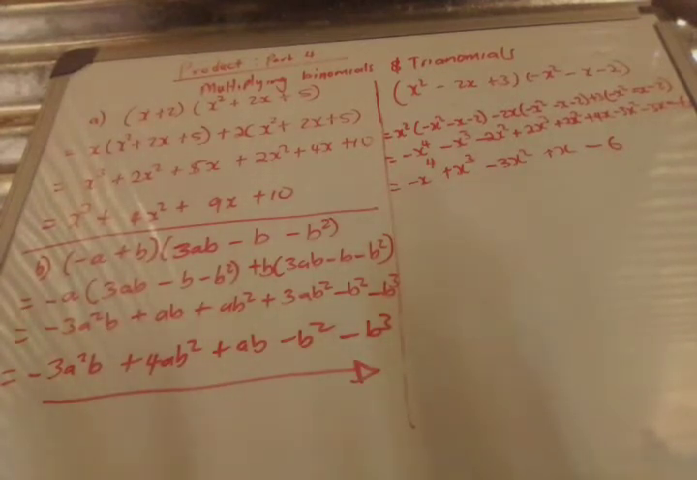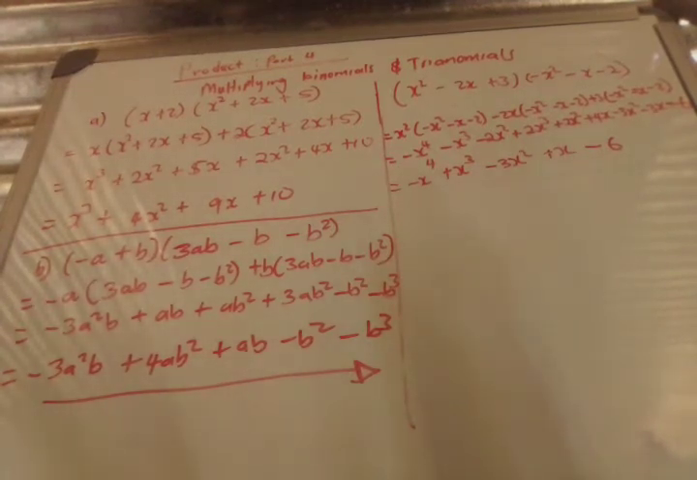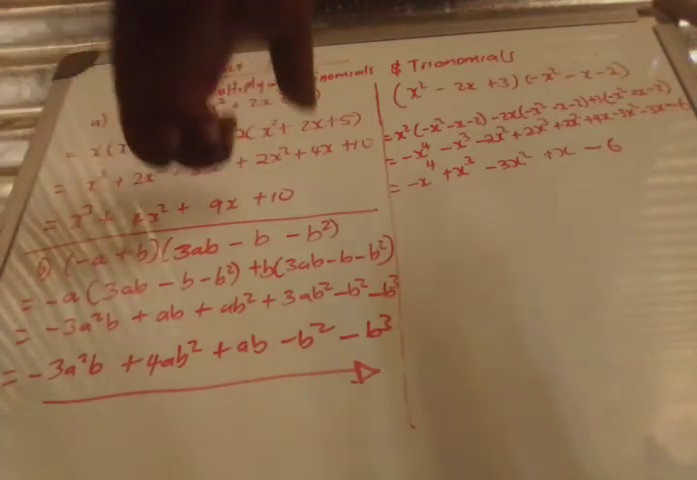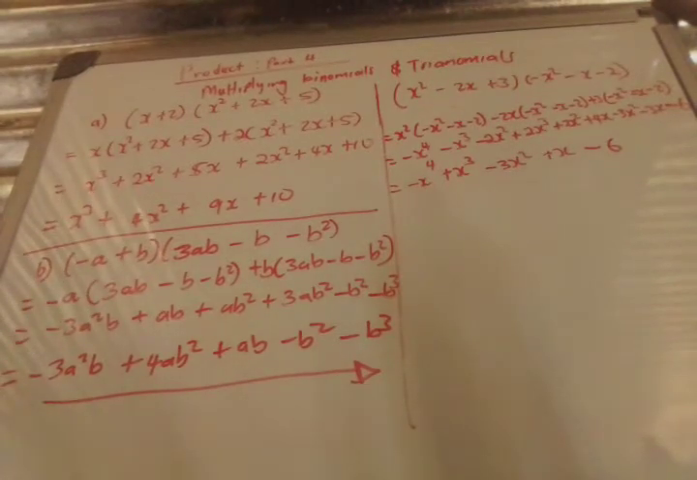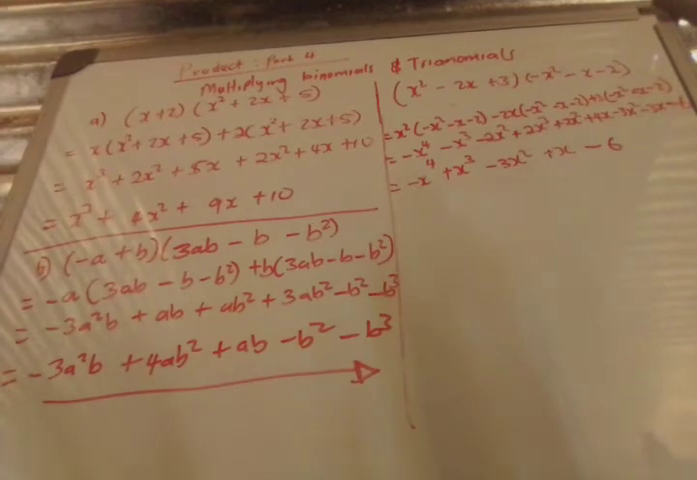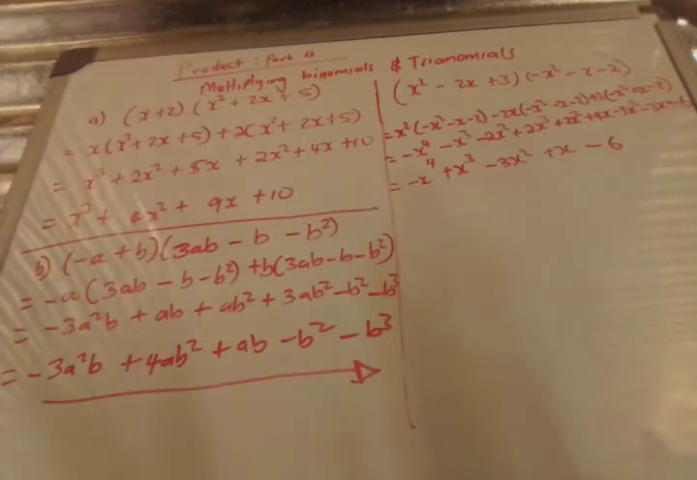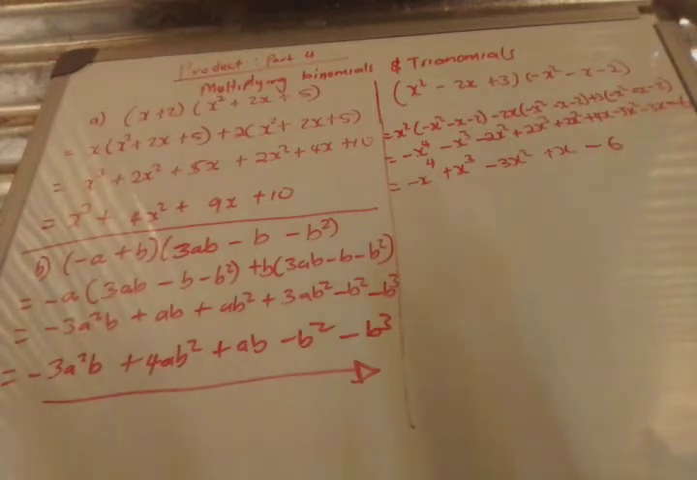Let's look at the second example. We have open bracket, negative a plus b, close bracket, open bracket, 3ab minus b squared. Similarly, this is a binomial and a trinomial, so it is advisable to break down the binomial. You can still choose to break down the trinomial, it's just going to be longer, but eventually we'll get to the same answer, so it's really up to you. I chose to break down the binomial.